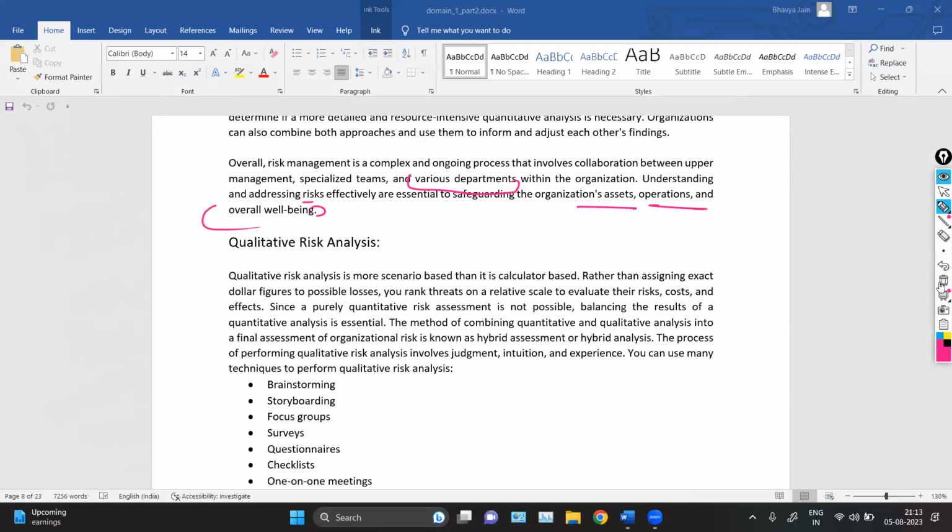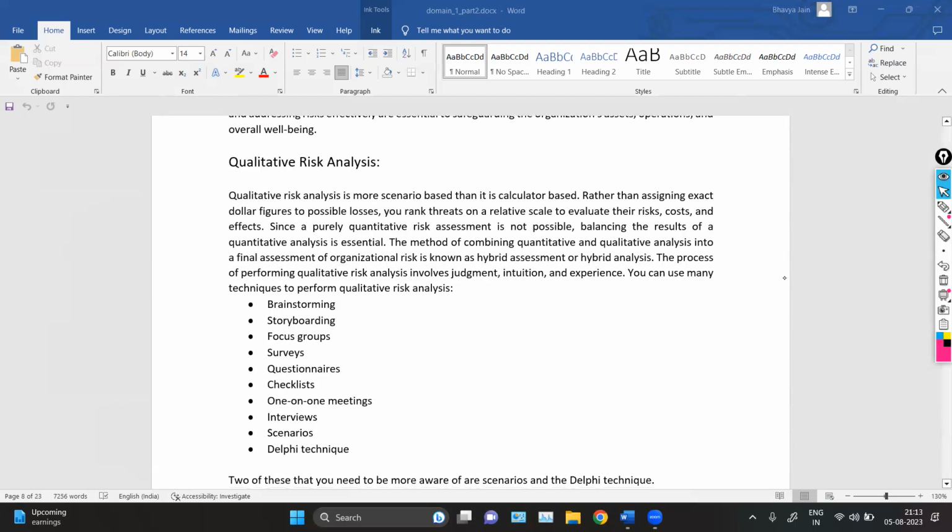So let's discuss the qualitative risk analysis. Qualitative risk analysis, or the qualitative risk approach, is more scenario based than calculation based. So rather than assigning an exact dollar value to any possible losses or risks, or ranking threats, we are calculating on the basis of feeling, on the basis of perspective, and it depends. It varies from company to company.